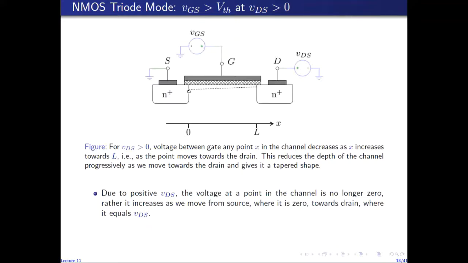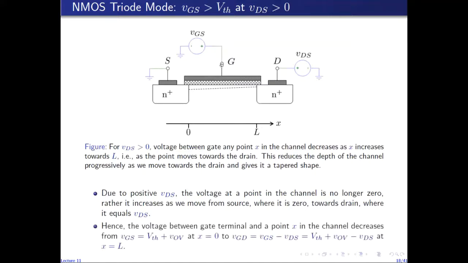So we see that as we move from the source towards the drain, the voltage along the points of the channel increases from zero towards VDS, which means that the voltage at the gate with respect to the points in the channel is no longer a constant VGS. Voltage at the gate with respect to the source is VGS, which can be written in terms of the threshold and overdrive voltage like this. So at x equal to 0, at the source end of the channel, the voltage between gate and source is equal to VGS.